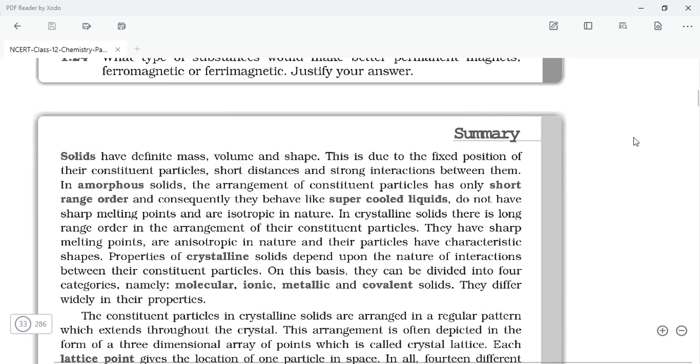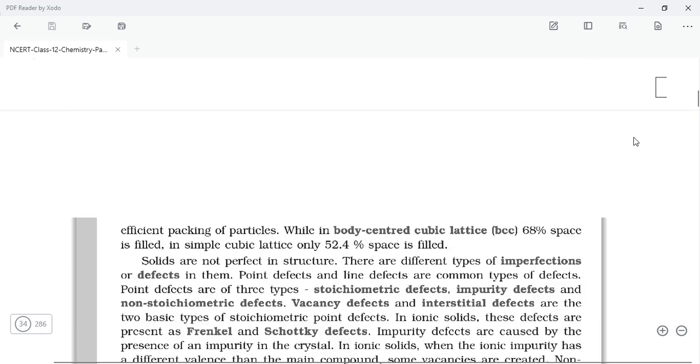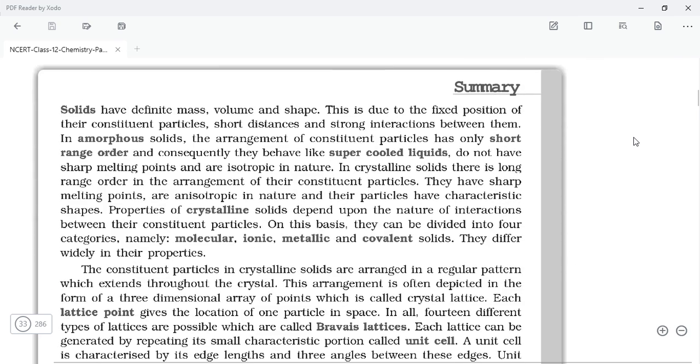Then there are some questions and there is a summary. I would like to read the summary for this chapter.